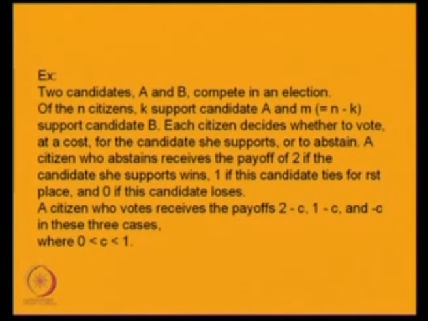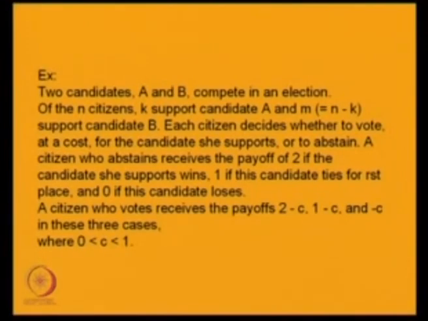So, here is the question. This is a question about voting. As we have said before, in the literature of political science also, the tools of game theory are used. So this is one example in which we can use game theory in political science. Two candidates are there, A and B. They compete in an election. Now, there are n citizens. Out of them, k, small k, support candidate A, and m citizens, where m is n minus k, support candidate B.